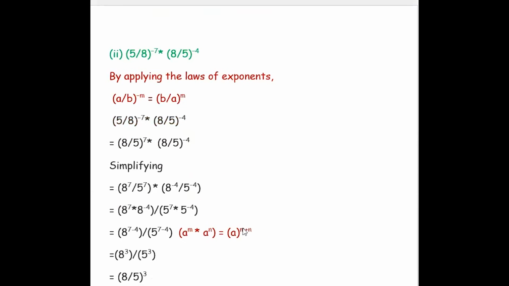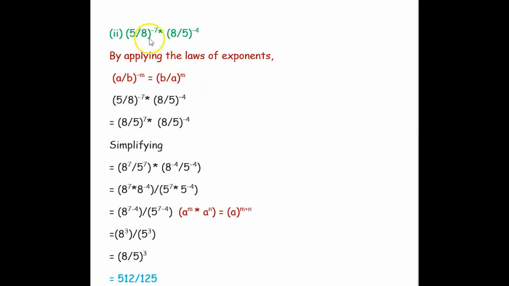Now, let us see the next question. That's 5 divided by 8 raised to the power negative 7 into 8 divided by 5 raised to the power negative 4. We know that the law of exponent is a divided by b raised to the power negative m can be written as b divided by a raised to the power of positive m. By using this law, we are changing the first one. That is 5 divided by 8 raised to the power negative 7 can be written as 8 divided by 5 raised to the power positive 7 into 8 divided by 5 raised to the power of negative 4.